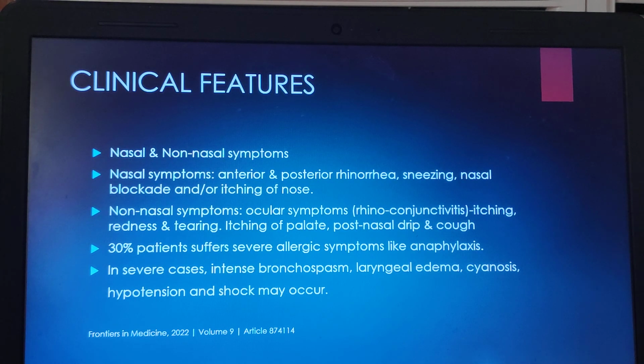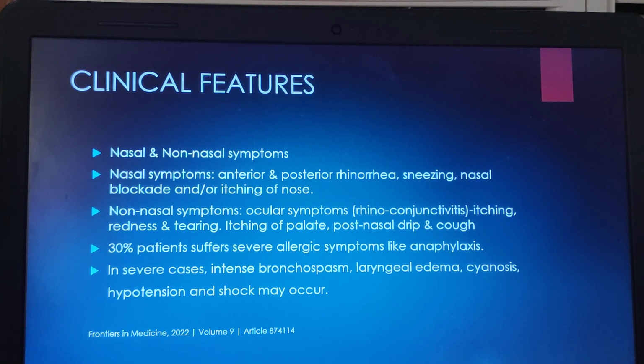The clinical features of allergic rhinitis can be classified broadly into nasal and non-nasal symptoms. The nasal symptoms are essentially anterior and posterior rhinorrhea, that is running of the nose, sneezing, nasal blockade, and itching of the nose. Among the non-nasal symptoms, the ocular symptoms, which we call rhinoconjunctivitis, can predominate, and primarily it is characterized by itching, redness, and tearing from the eyes. There could also be itching of the palate, postnasal drip, and cough as symptoms in allergic rhinitis.